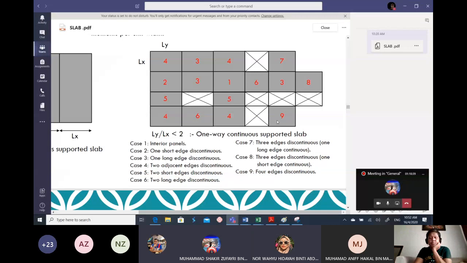Sebab dia still ada beam, cuma tak ada slab. Kenapa dengan beam tu? What's wrong with the beam? Sebab beam tu continuous beam. Yes, because of the beam is? Continuous. Okay. Continuous beam. Okay, when the beam is continuous here, semua beam ni adalah continuous, betul? Okay, so that's why this slab is considered as a continuous slab. Case number 9, 4 edges discontinuous. Okay, so faham eh?